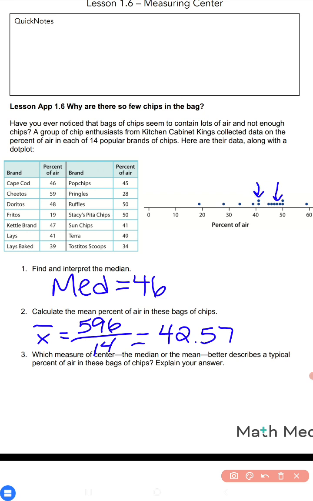42.57 would be somewhere down over in here. Which one do you think would be more accurate? I would have to say that the median is more typical, and here's why. Okay?